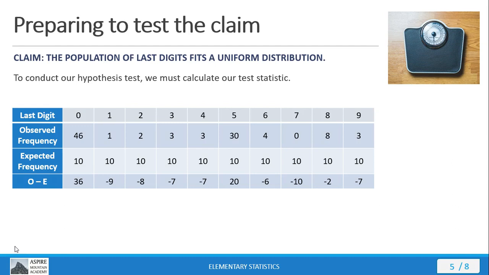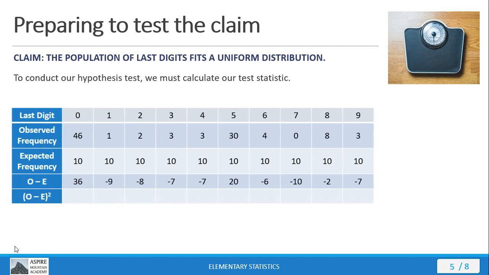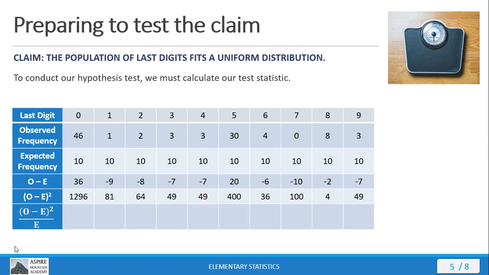Then what we want to do is take those differences and square them. So we're going to take 36 and square it. That gives us 1296. Negative 9 squared is 81. Negative 8 squared is 64, and so on and so forth. Now we're going to take each of those squares and divide by the expected frequency.